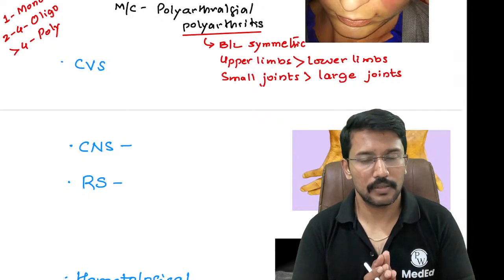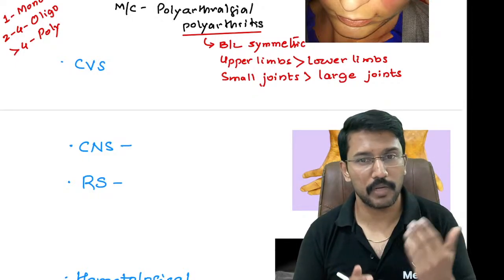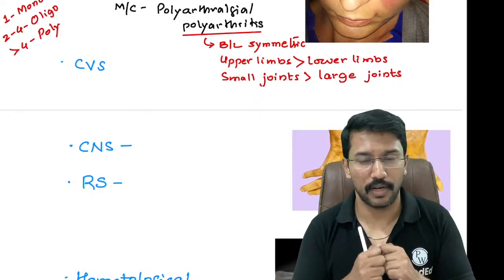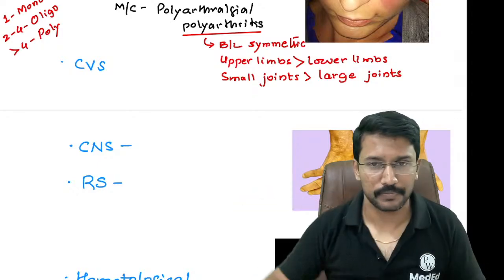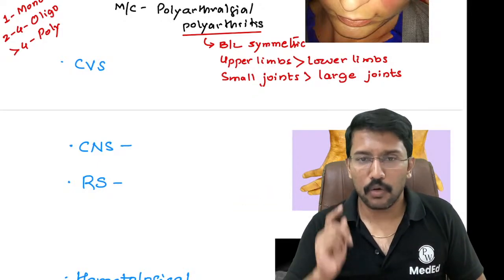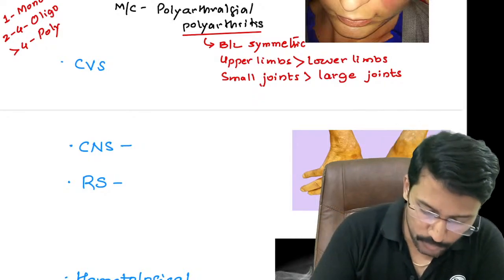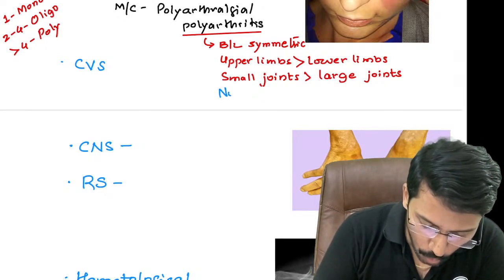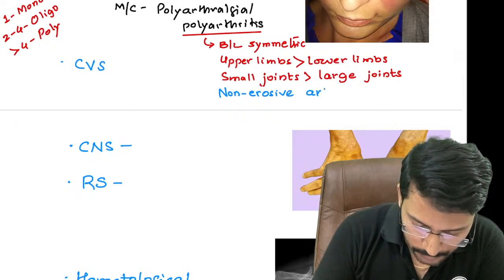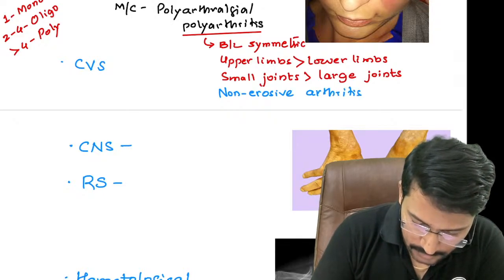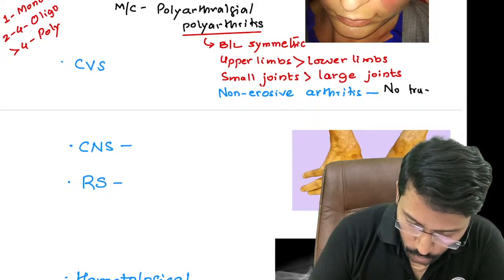The difference is, rheumatoid arthritis is an erosive arthritis. Now, what do I mean by erosive arthritis? The joints will get eroded, and because of that, you develop true deformities. The eroded joints will become deformed. In SLE, because there is no joint erosion, there are no true deformities. So, that's the important point to note here, right? It is a non-erosive arthritis, and hence, there will be no true deformities.